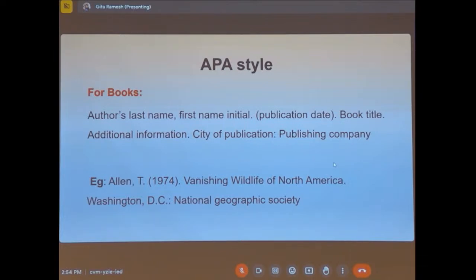wherein the last name is first and then the initial. He may be T. Allen, but we will write it as Allen, T. And the year of publication, that is 1974, and the book title, that is Vanishing Wildlife of North America. Washington DC is the additional information which you want to give, and the city of publication is Washington DC, and the publication company is National Geographic Society.